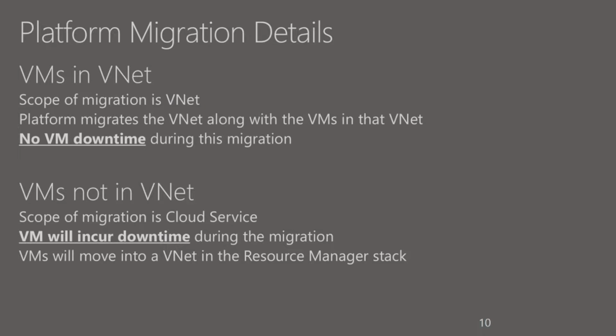However, if the VMs are not in a VNet, so in the case of classic VMs, you could choose to put them in a VNet or not to be in a VNet, while Resource Manager VMs are required to be in a virtual network. And so if the VMs are not in a VNet, there will be one reboot while the machines are moved into a virtual network in the Resource Manager side. You have the option to move them into an existing virtual network in Azure Resource Manager or to have it create a new network for you.